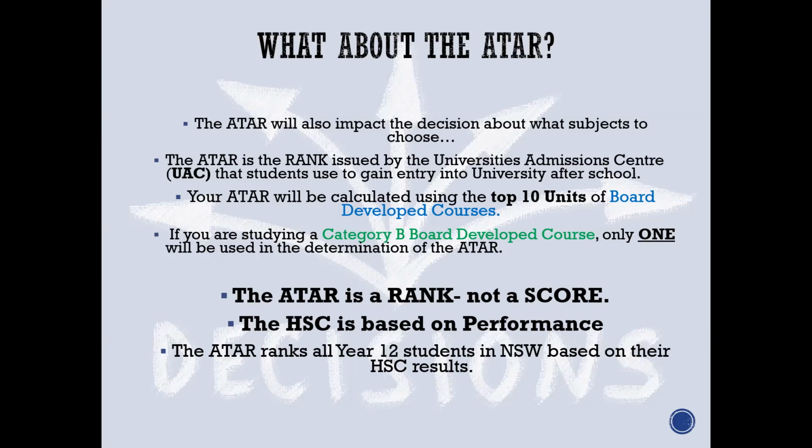Students who are wishing to move into further tertiary education at university or other providers that use the ATAR entry rank will need to obtain an ATAR to apply at the end of Year 12. This is what we refer to as the ATAR pathway. The ATAR is not a performance-based number. It is a rank issued by UAC, and it compares all Year 12 students who have applied for an ATAR in New South Wales. The ATAR is calculated using the best 10 board developed courses, and only one Category B or green subject will be used in this calculation.